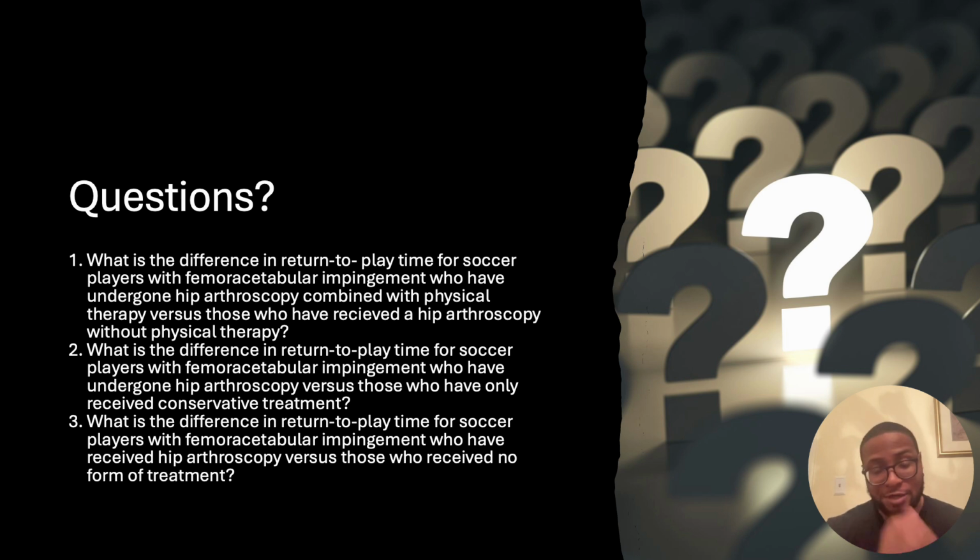So my questions for this research project are, what is the difference in return to play time for soccer players with FAI who have undergone hip arthroscopy combined with physical therapy versus those who have received a hip arthroscopy without physical therapy? What is the difference in return to play time for soccer players with FAI who have undergone hip arthroscopy versus those who have only received conservative treatment? Lastly, what is the difference in return to play time for soccer players with femoral acetabular impingement who have received hip arthroscopy versus those who have received no form of treatment?